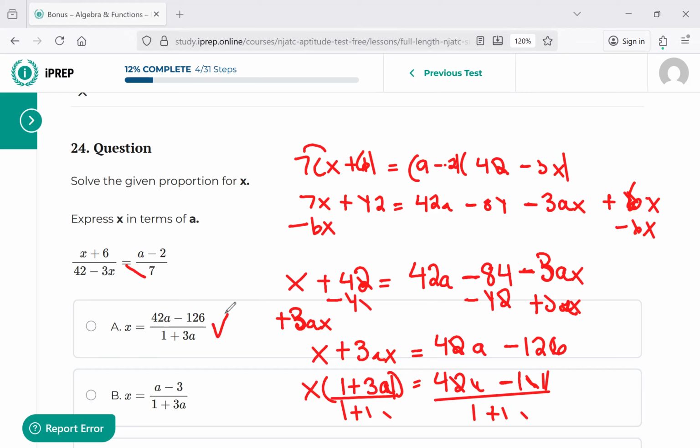I'm going to stop here because my pencil is dying. I'll finish the other ones in part two. Let me put a circle in 24. We'll do the others on another day. I'm going to stop here.